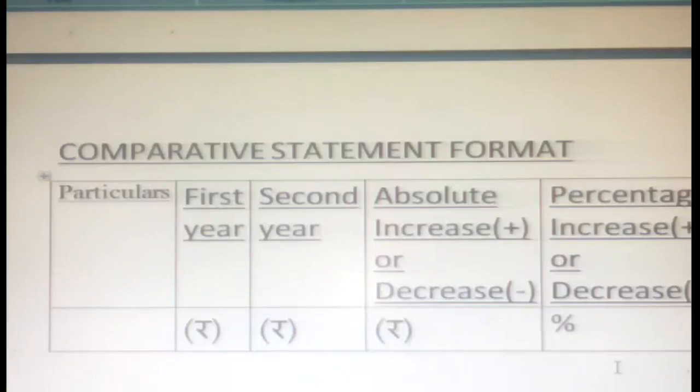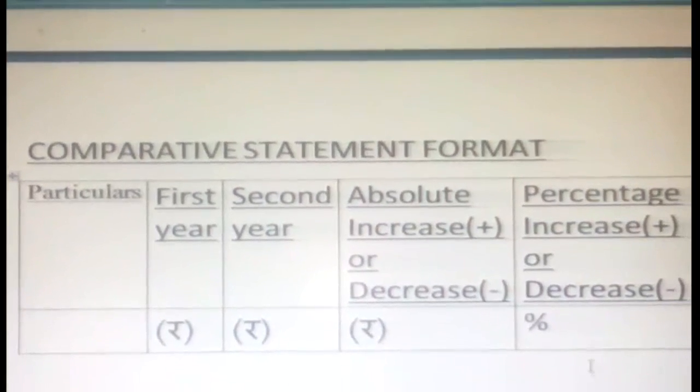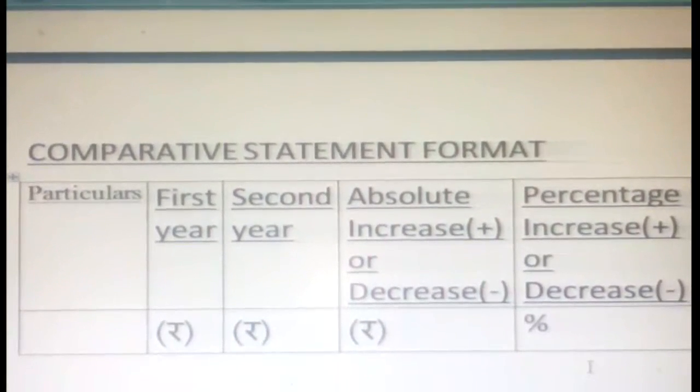As you know already, our balance sheet and income statement, the format is very important. Based upon that format, you have to prepare the comparative statement. Comparative is nothing but our previous year and current year, that is your first year and second year. So you have to write the particulars. The particulars may be according to our income statement or the balance sheet format. So here, first is particulars, then first year, then second year for the comparison.